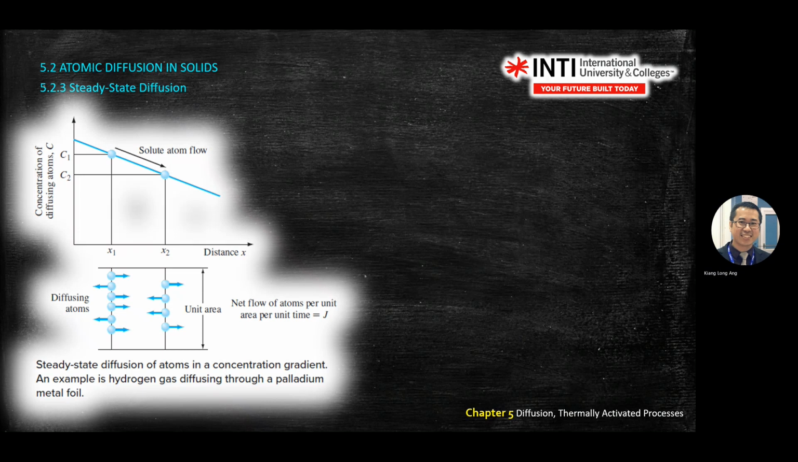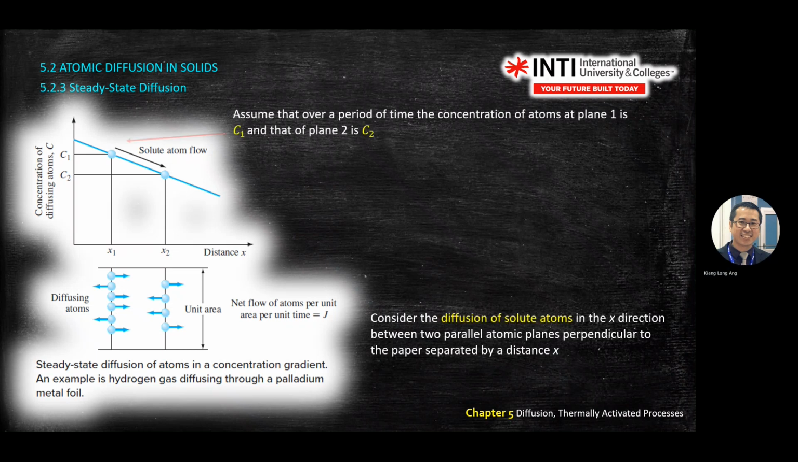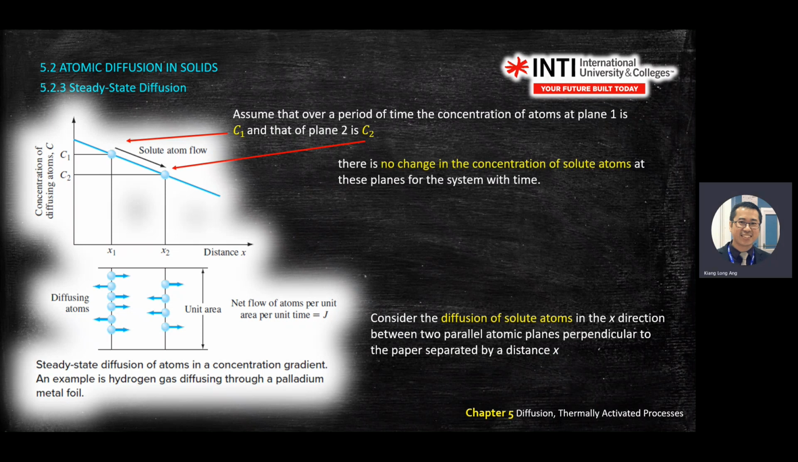Okay, then on the bottom one, you have diffusing atoms moving to the left or right, and the net flow of atoms per unit area is given in joules. This is the example of hydrogen diffusing through a metal foil. Okay, so the rest you read from the screen.